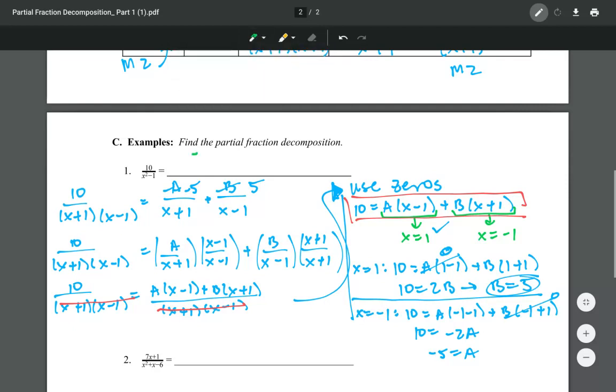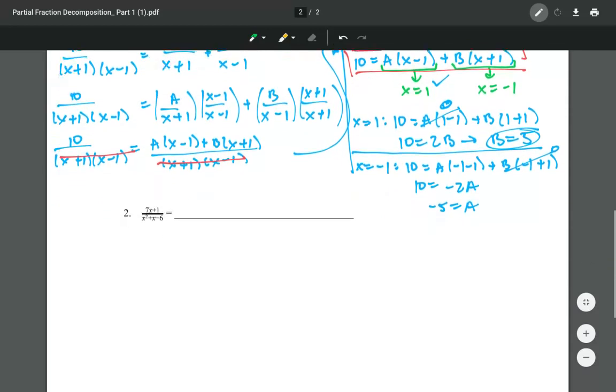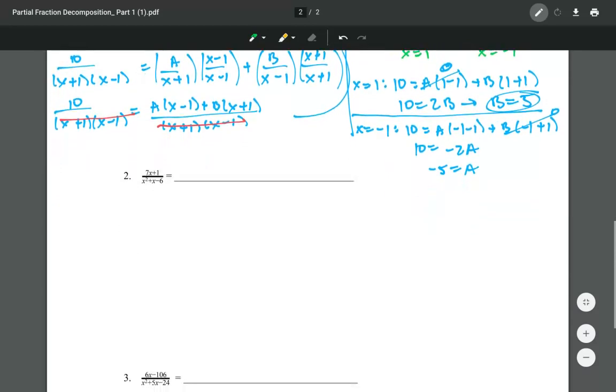I've got my answer now. My goal was to find this numerator, so I've got -5 over (x + 1) plus 5 over (x - 1). So I was able to take that original fraction and break it down into a sum. Let's go ahead and do the next one. It's going to be really similar.